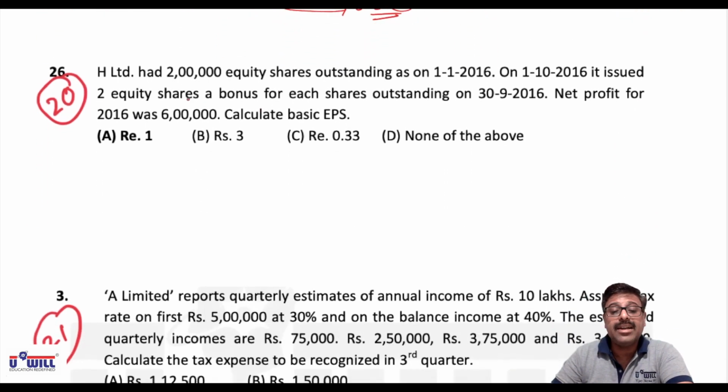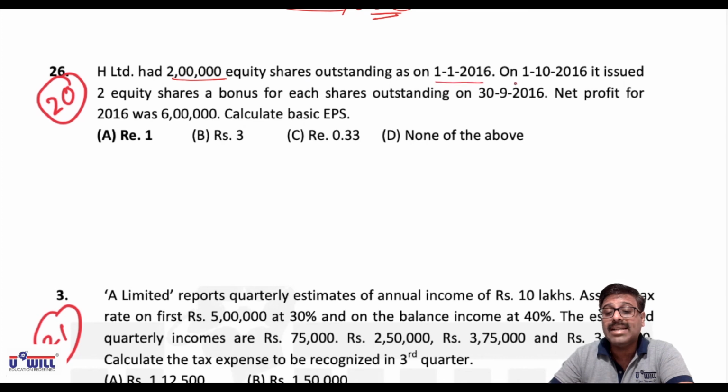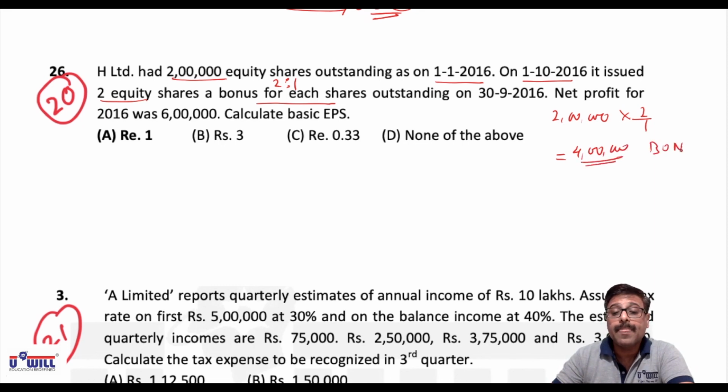H Limited had 2 lakh equity shares outstanding on 1/1/16. On 1/10/16, it issued 2 equity shares as a bonus for each share held. Means 2:1 is the ratio of bonus. So 2 lakhs into 2 by 1, 4 lakh bonus shares would have been issued. Then net profit is 6 lakhs, calculate basic EPS.